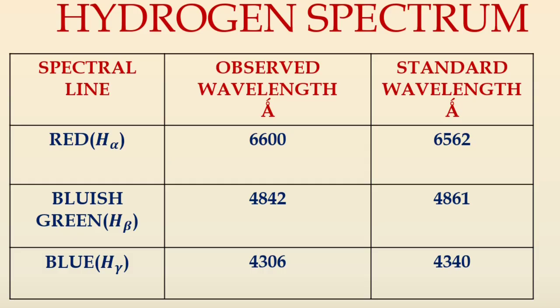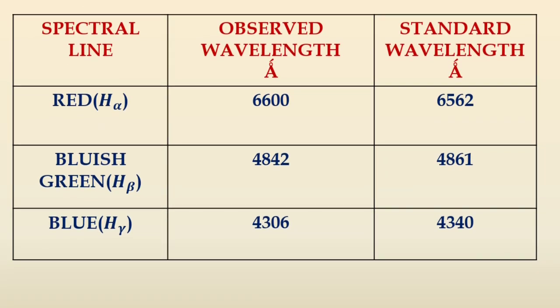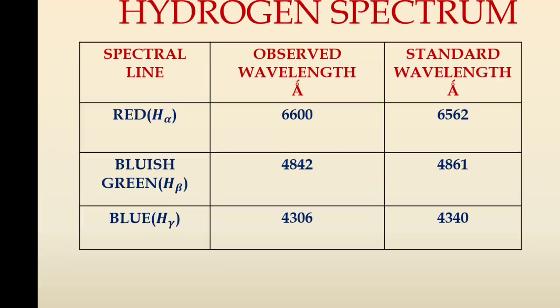For the bluish green, the obtained calculated value is 4842 angstrom, and the standard value is 4841 angstrom, and for the blue it is 4306 as a calculated value, and the reference value is 4340 angstrom. So the calculations we have done for the hydrogen spectral lines are all in accordance with the standard lines or standard wavelengths of the spectral lines of the hydrogen spectrum.